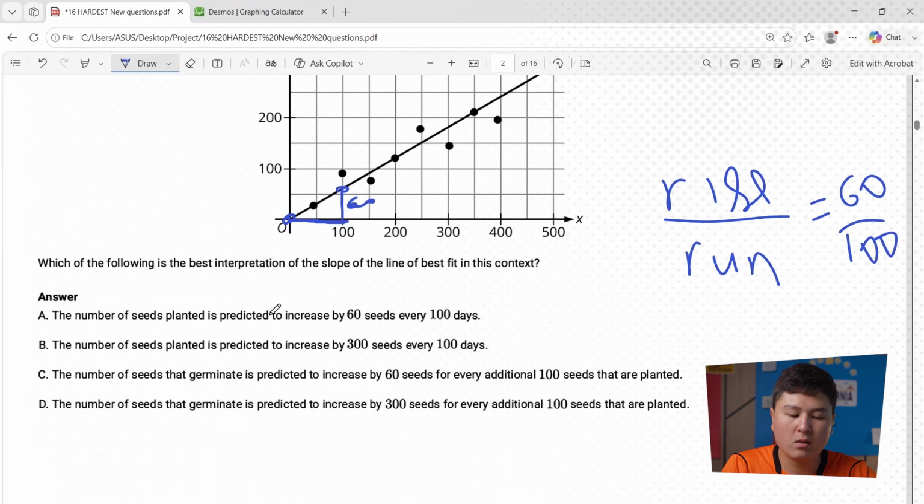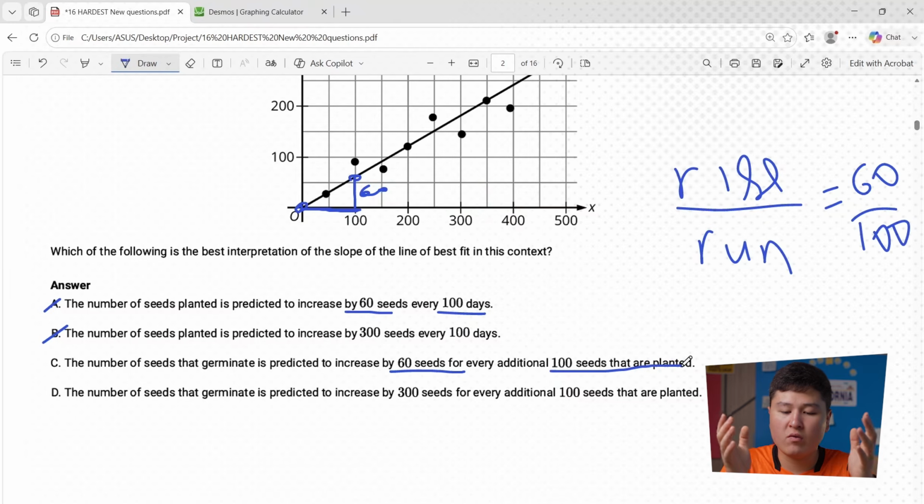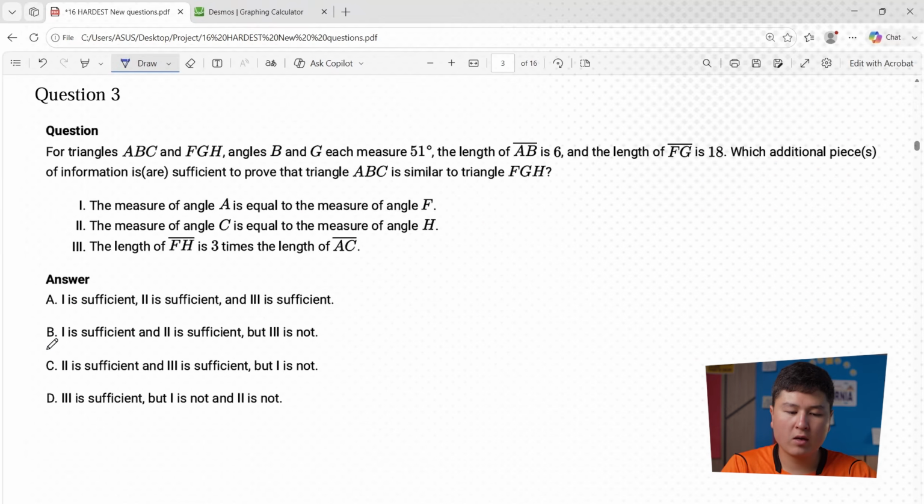So now let's find which of the following is matching. Option A: the number of seeds planted is predicted to increase by 60 seeds every 100 days. Guys, you can eliminate anything about days because we don't know. So therefore, A and B are out. And the number of seeds that germinate is predicted to increase by 60 seeds for every additional 100 seeds that are planted. Guys, this is matching what we got. For example, if you plant 100 seeds, 60 of them germinate. So it's just given in option C. That's all.